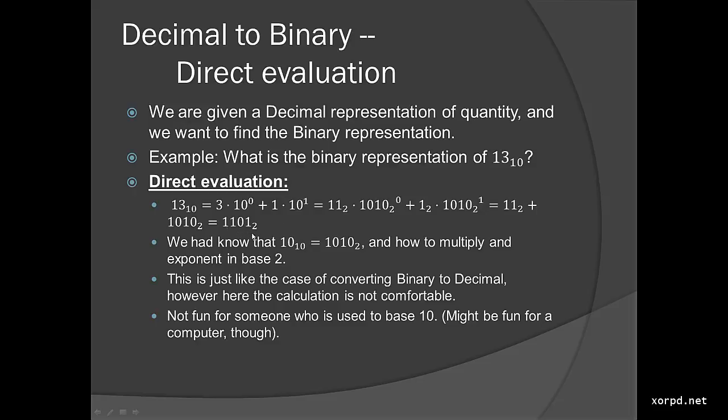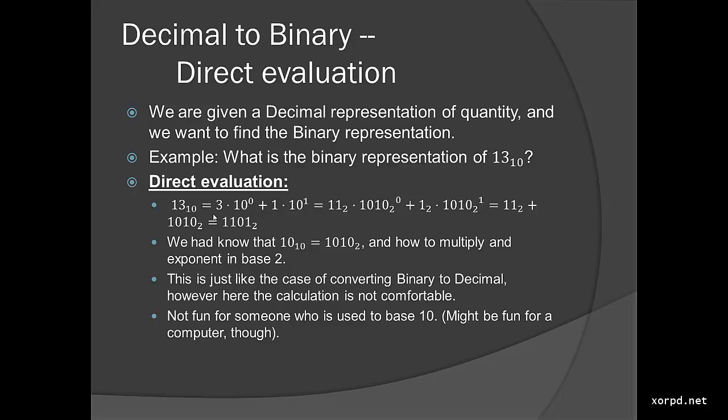And because we know how to add binary numbers, we could get this result. There are some cons and pros to this method. Maybe the stuff that is not so good about it is that we had to know that 10 decimally equals this binary representation. We had to know it ahead of time. We also have to know how to multiply an exponent in base 2, which is not very easy for human beings. This is just like the case of converting binary to decimal. However, here the calculation is not very comfortable. In the other direction, it was pretty easy.